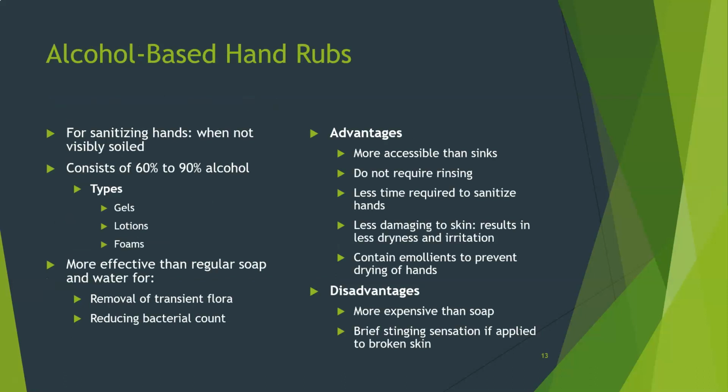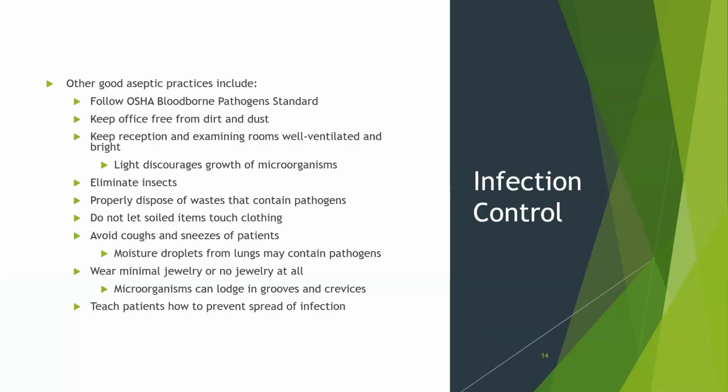Most common then is the alcohol-based hand rubs. There are different types. It's more effective than regular soap and water for removal of transient flora and reducing the bacterial count. Also, it's much more accessible than sinks and water and is less damaging to the skin. The main disadvantage, right, is that it's obviously more expensive, and there's a stinging sensation if there is broken skin. But you will look at the different hand hygiene techniques within lab.